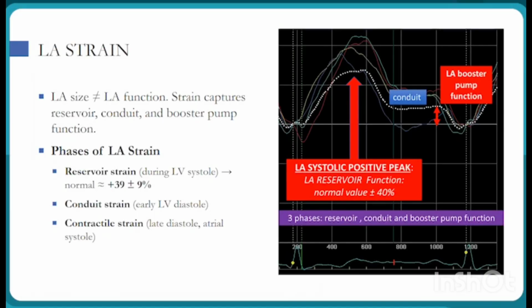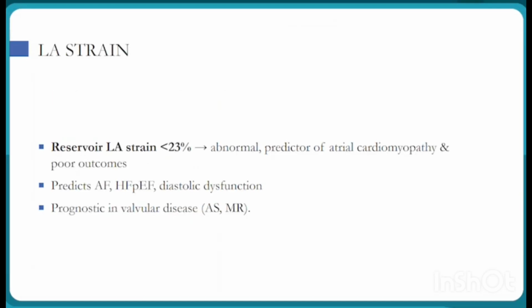Now LA strain. LA size is not equivalent to LA function. The strain captures the reservoir, conduit and booster pump function of the LA. In LA strain you can determine different phases: there is reservoir strain during LV systole, which is normally about 40 plus or minus 10%, conduit strain in early LV diastole, and contractile strain during late diastole and atrial systole.